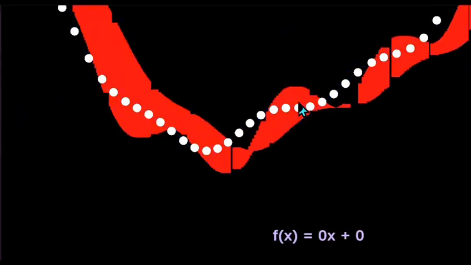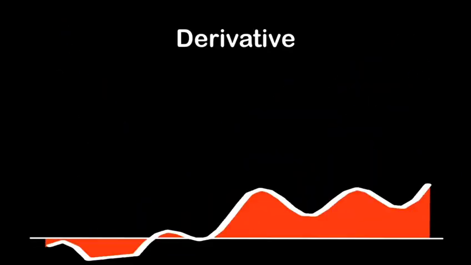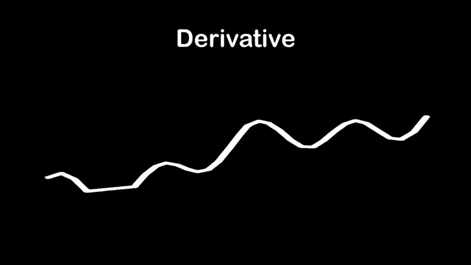Here, if we graph the derivative of this function, we get this. When the original function is f of x, the derivative is denoted by f prime of x, which is f with a bar on top. You can also call it d over dx f of x.